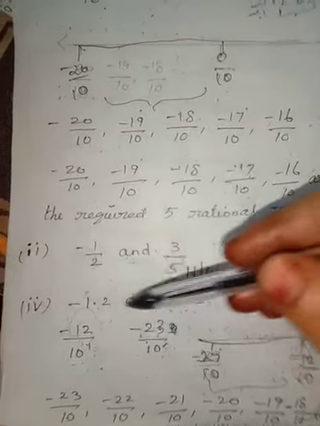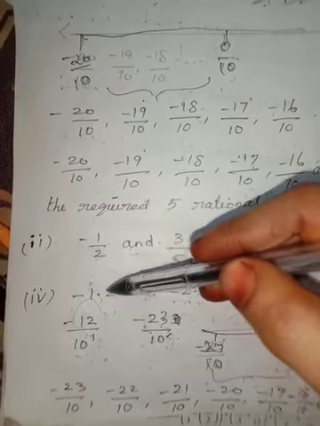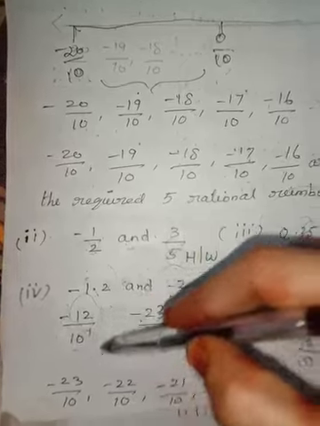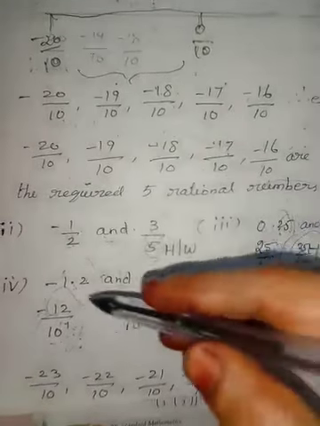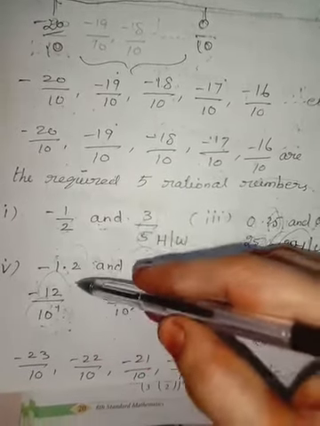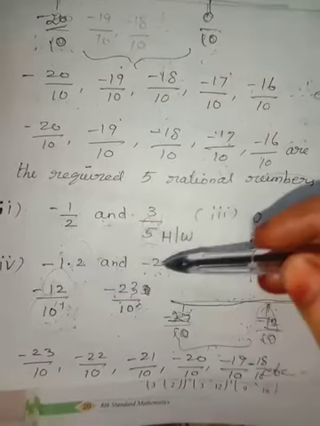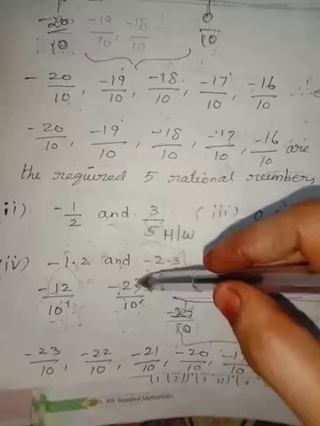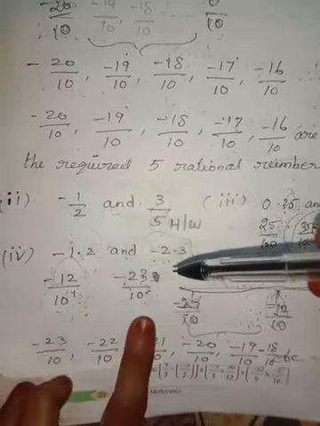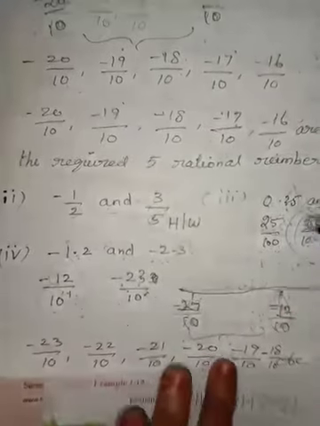I myself do the sums. Here also the decimal numbers are given. So you yourself convert them into rational numbers. So minus 112 divided by 10 power 1, since we have 1 digit after the decimal point. Similarly, convert this decimal into rational numbers. Look here, both numbers are converted into like denominator. We can easily say that.